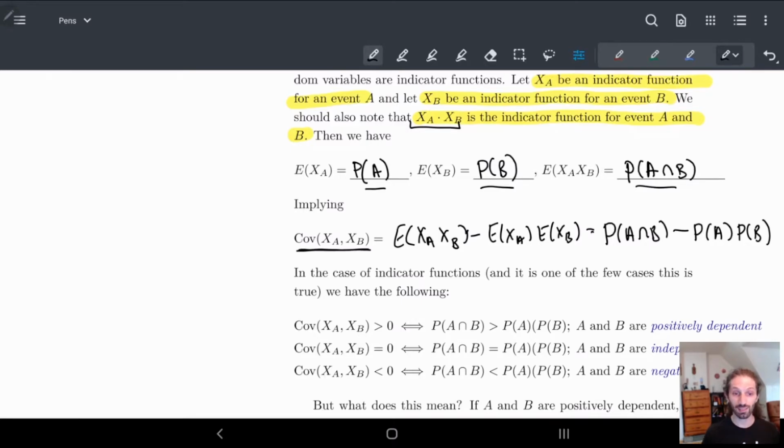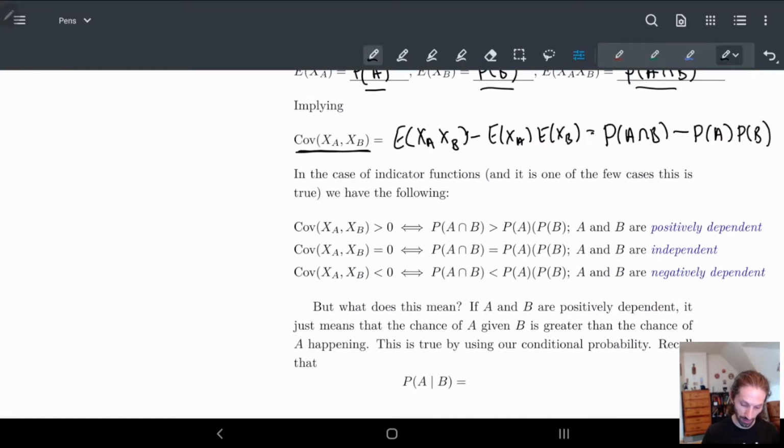So in the case of indicator functions, we have the following scenarios. If our covariance is positive, then the probability of the two things happening together is greater than the product of them separately. This we call positively dependent, and we'll see why this happens in a second. If the covariance is 0, then A and B are independent.